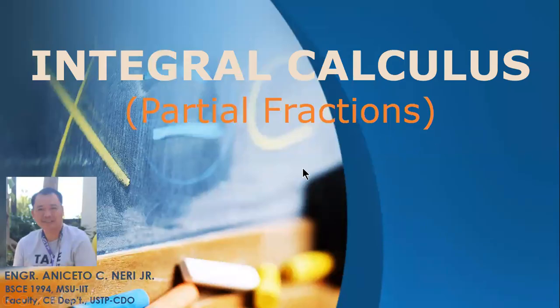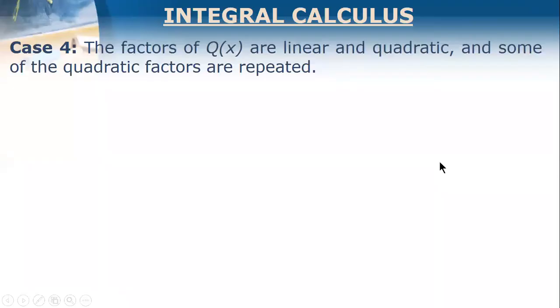So in this video, I am going to discuss case number 4 about partial fractions. Case 4 is when the factors of Q are linear and quadratic and some of the quadratic factors are repeated.